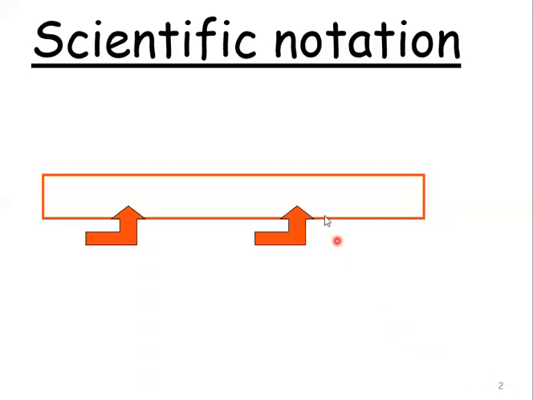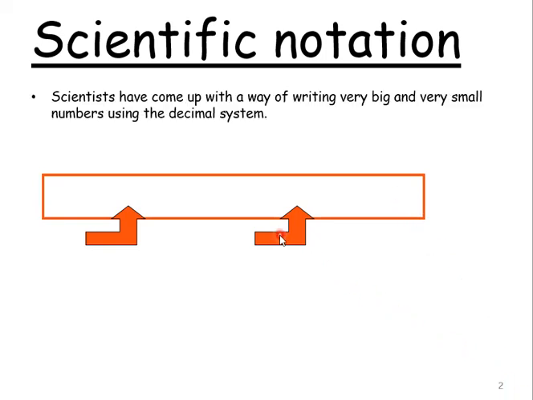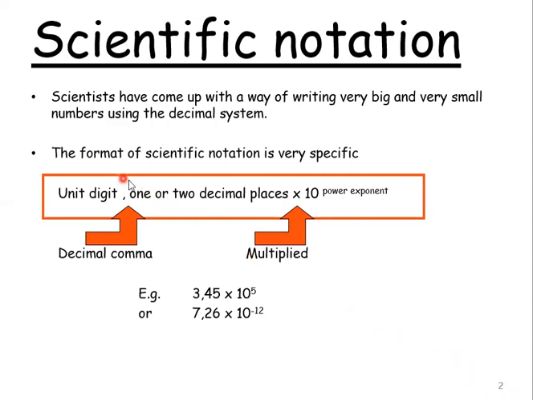With scientific notation, what are we trying to do? As scientists, we have come up with a specific way of writing very big or very small numbers using the decimal system. And how does the decimal system work? The format of scientific notation is very specific.